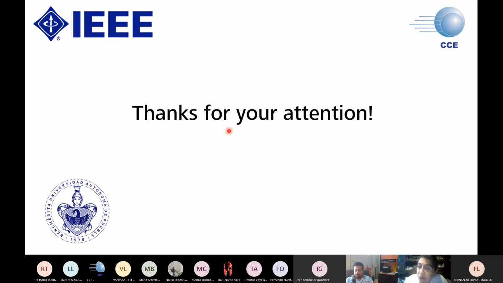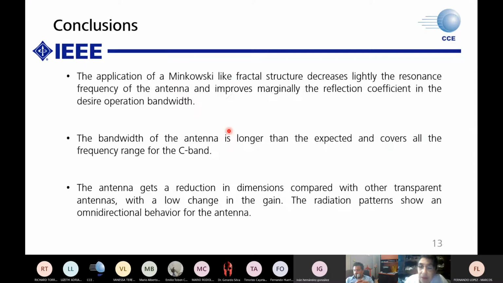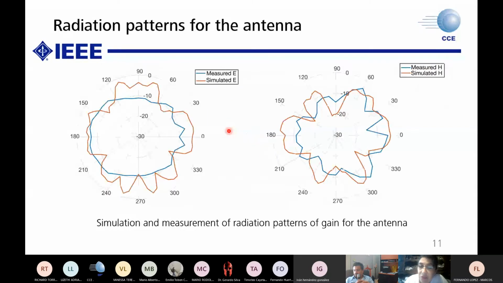If you can return to your radiation pattern, where you compare the simulation, and it looks fine. Thank you. How did you take the measurements of the radiation pattern? Because you explained very well the reflection coefficient, but not the radiation patterns, please.